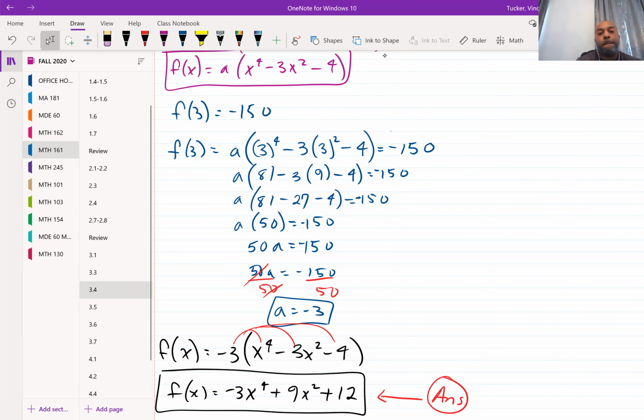Negative 3, but the function has a 3 there. No, this 3 has nothing to do with this negative 3. Those are two different things. It just so happened that A was equal to negative 3, but they have nothing to do with each other. We could have solved down there and got A equal to 7, and that still would have been 3 right there. Those two had nothing to do with each other.